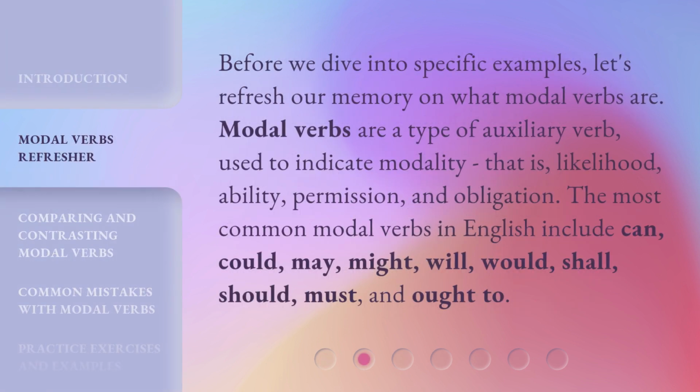Before we dive into specific examples, let's refresh our memory on what modal verbs are. Modal verbs are a type of auxiliary verb used to indicate modality. That is, likelihood, ability, permission, and obligation. The most common modal verbs in English include can, could, may, might, will, would, shall, should, must, and ought to.